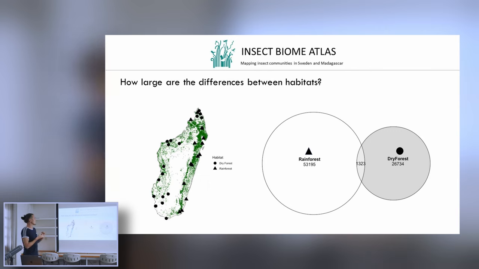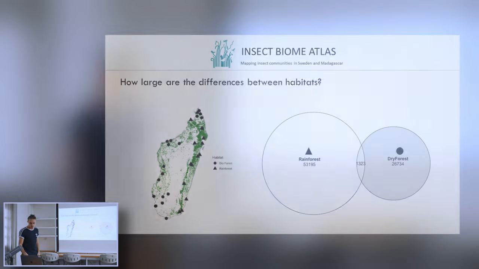So we know the temporal trends are different between the two habitat types, but what about the different types of species you find in both? If you look at all of the OTUs we find in the rainforest and all the OTUs we find in the dry forest, and look at how many overlap, we find it's actually a tiny proportion. So the communities between these two habitat types are really, really distinct, and there are not very many species that you'll find in both.